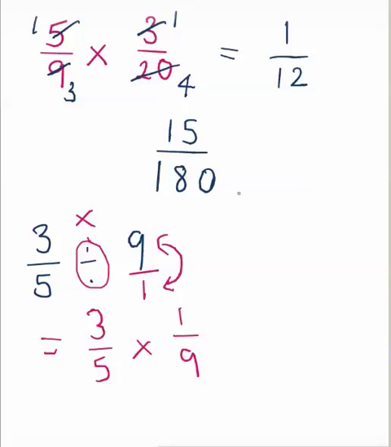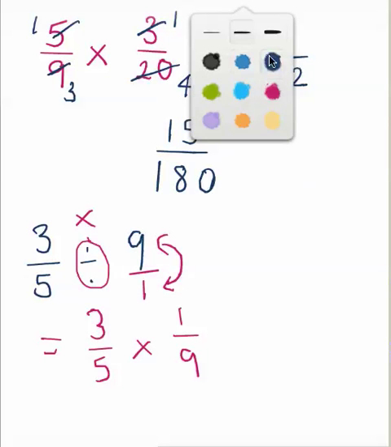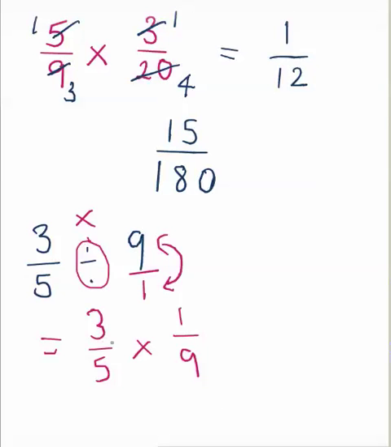And then I just have a look and see. I can see that my 3 and 9 can be simplified before I multiply this out. So divided by 3 to leave me with a 1. 9 divided by 3 is 3. And then I'll just do it up here. There's no room in the bottom. And then we simply go 1 times 1, which is 1, over 5 times 3, which is 15.